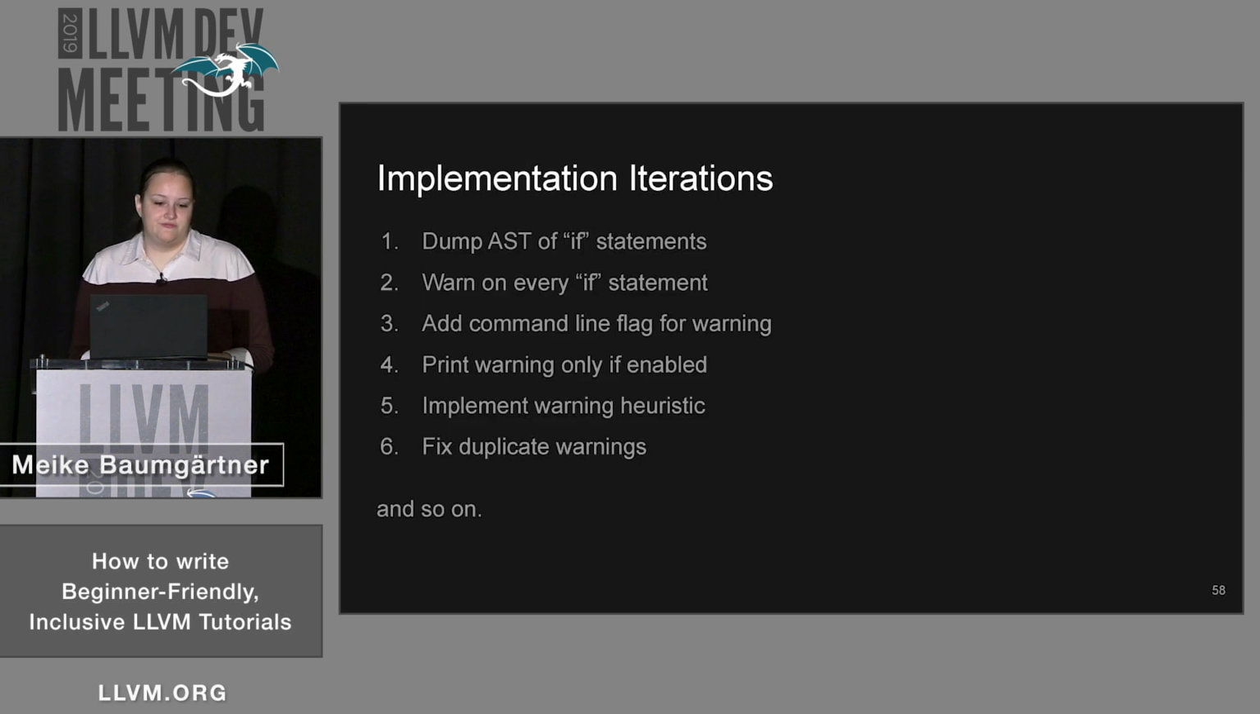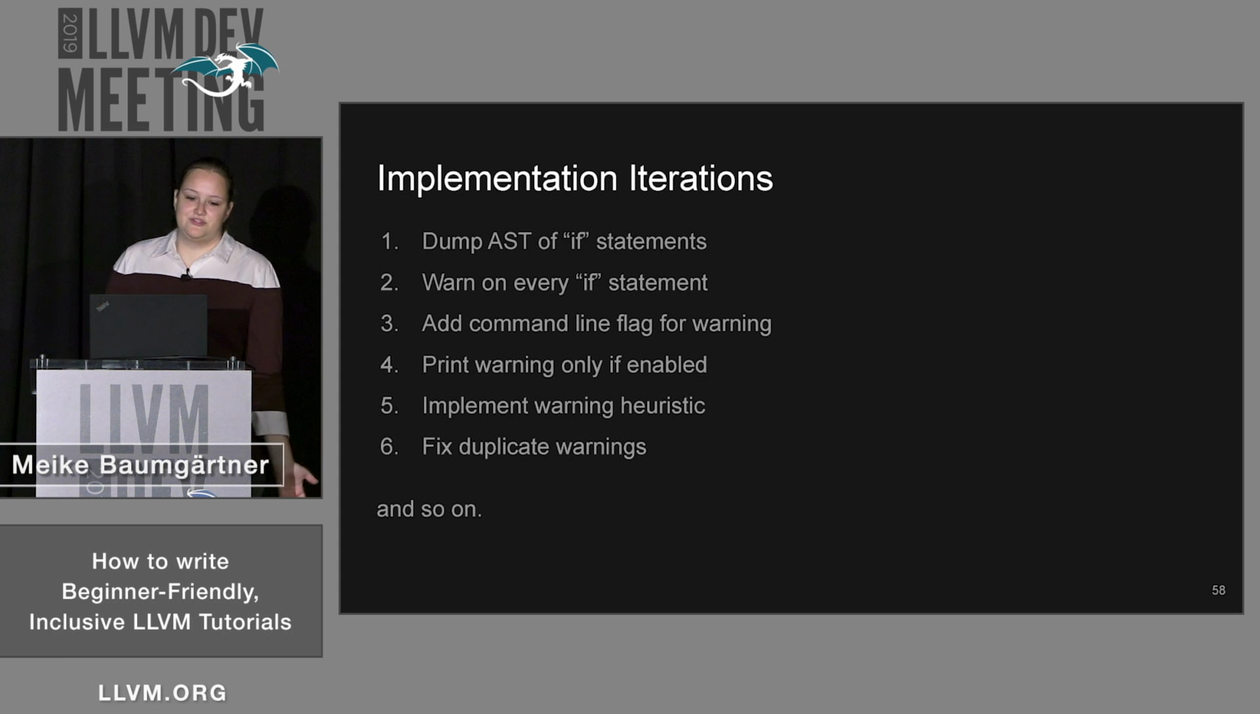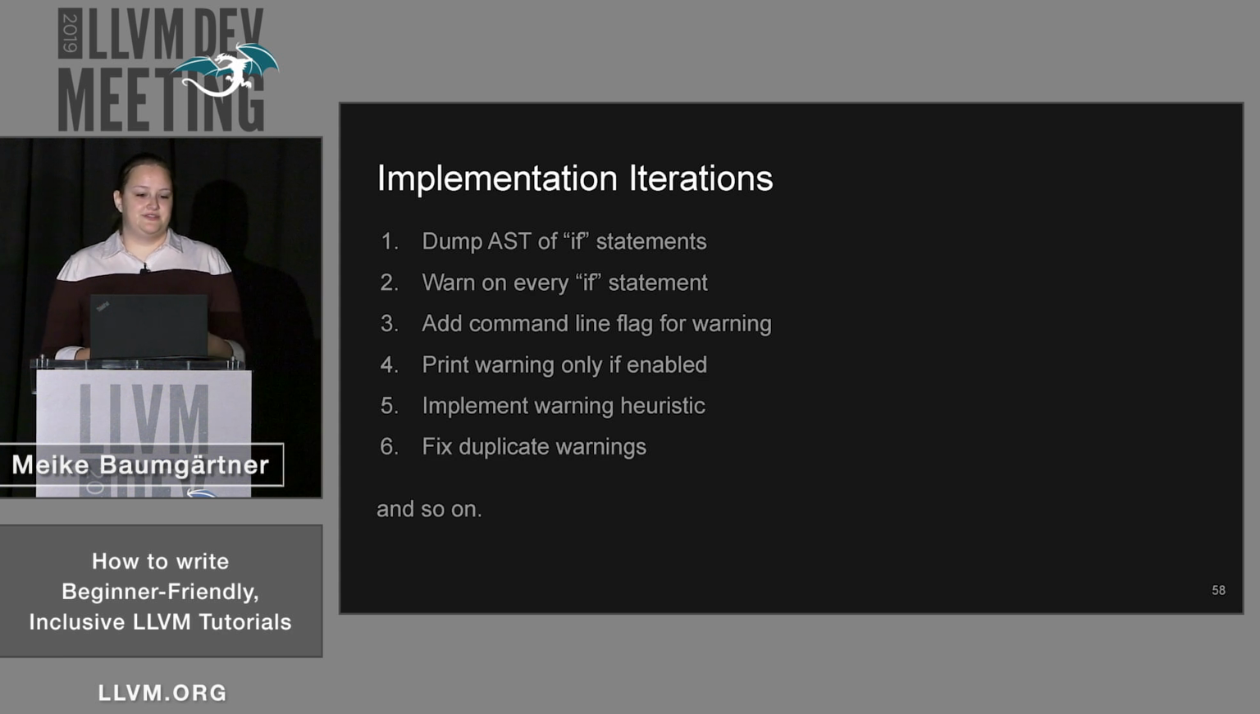Just a brief overview of what we did for the Clang tutorial. First, we started with a simple dumping of if statements, warning on every if statement, adding a command line flag, printing warnings only if a command line flag is enabled, then actually implementing the logic, fix duplicate warnings, and fix a few more things that will go wrong if you don't do extensive testing.